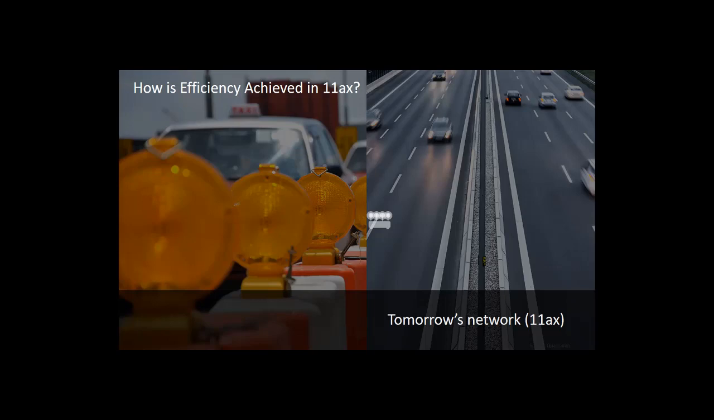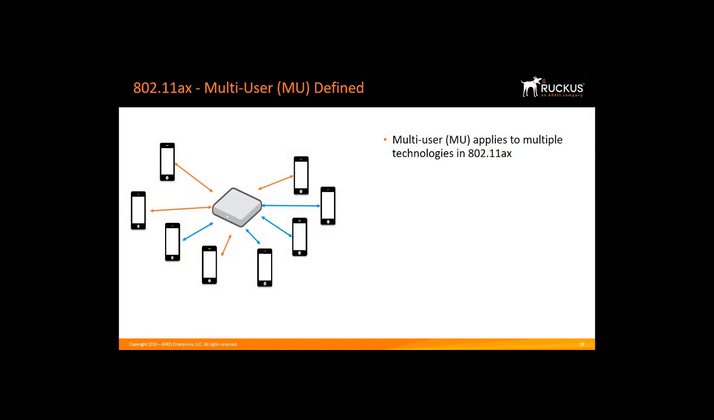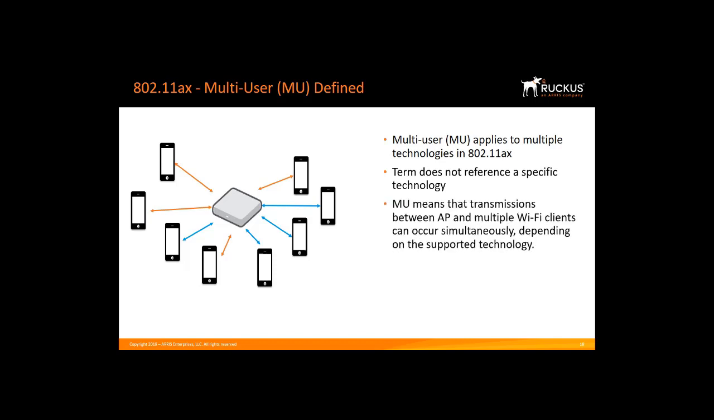Let's go into more detail on exactly how this is done using 11ax. We'll start by defining some terms and concepts. Multi-user, or MU, applies to multiple technologies in 11ax, so it's important to understand that the term multi-user does not reference a specific technology, such as multi-user MIMO. It means that transmissions between an AP and multiple Wi-Fi clients can occur simultaneously depending on the supported technology. 11ax defines the use of multi-user orthogonal frequency division multiple access, abbreviated MU-OFDMA, and multiple user, multiple input, multiple output, MU-MIMO technologies.